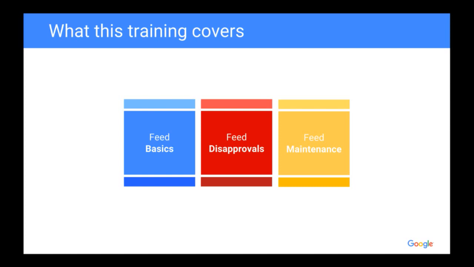There will be another session later on Thursday of next week that covers specifically the topic of global trade item numbers, or GTINs. And then in mid-May we will have another installment in the series where we talk about how to optimize your feed for maximum performance. But today we want to cover the basics, how to work with disapprovals, and how to work on feed maintenance.